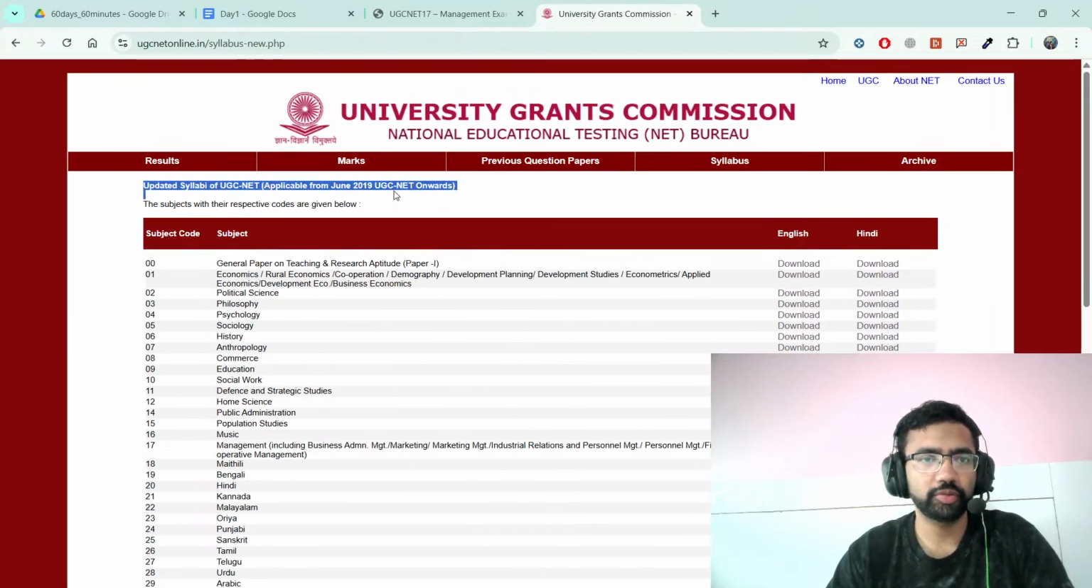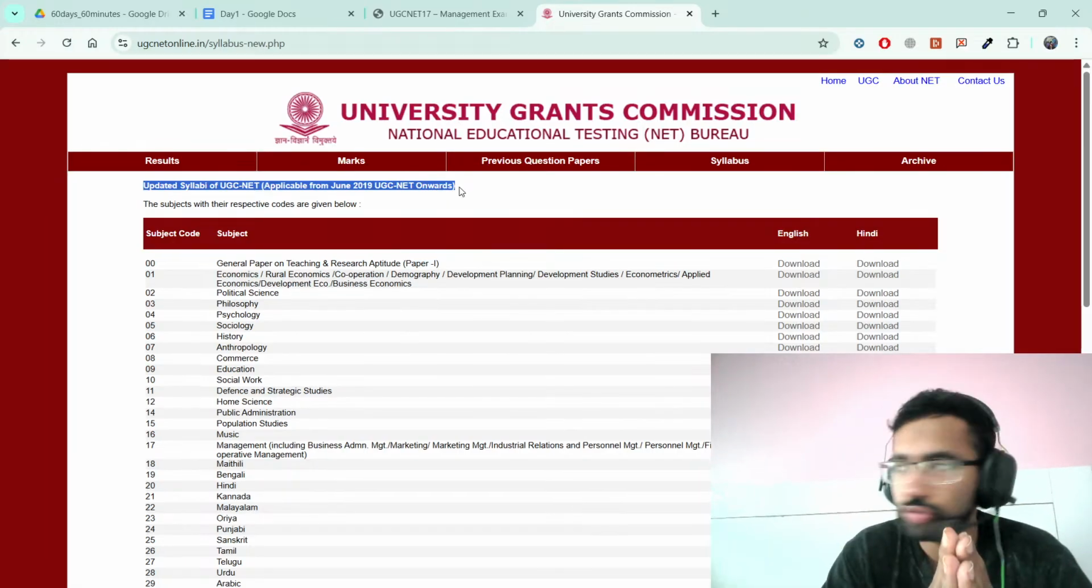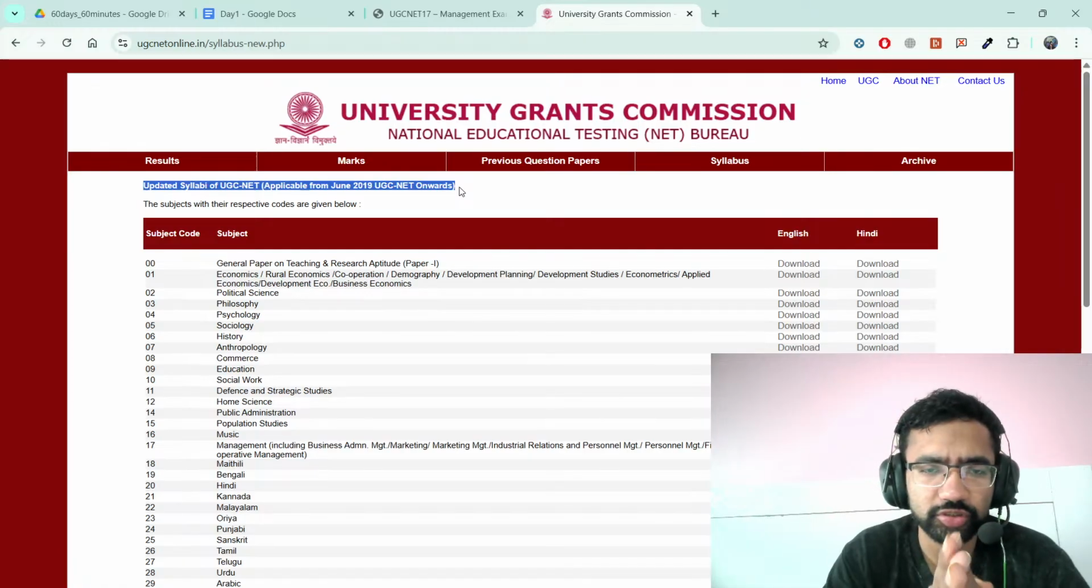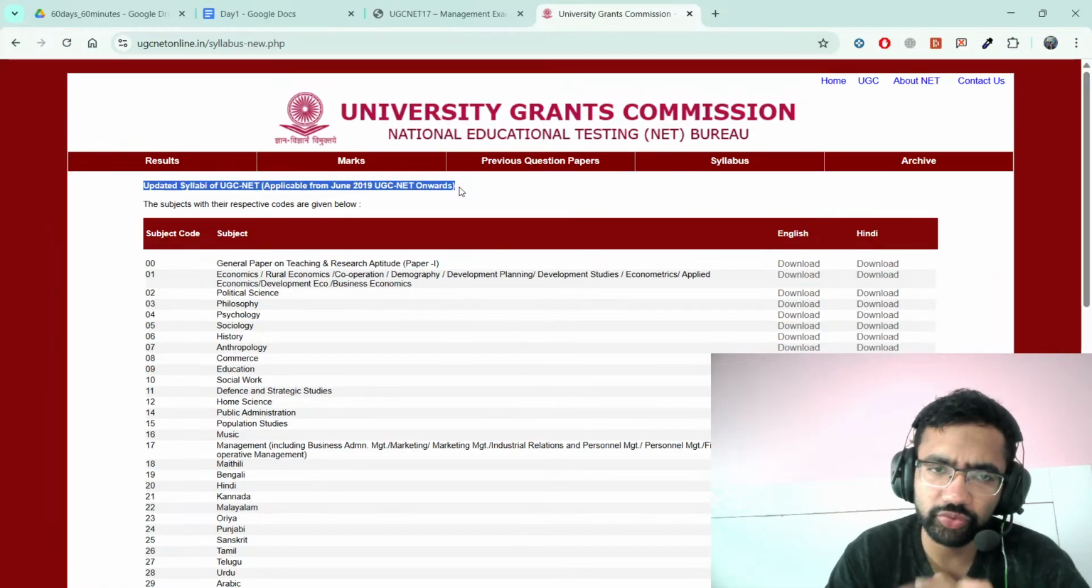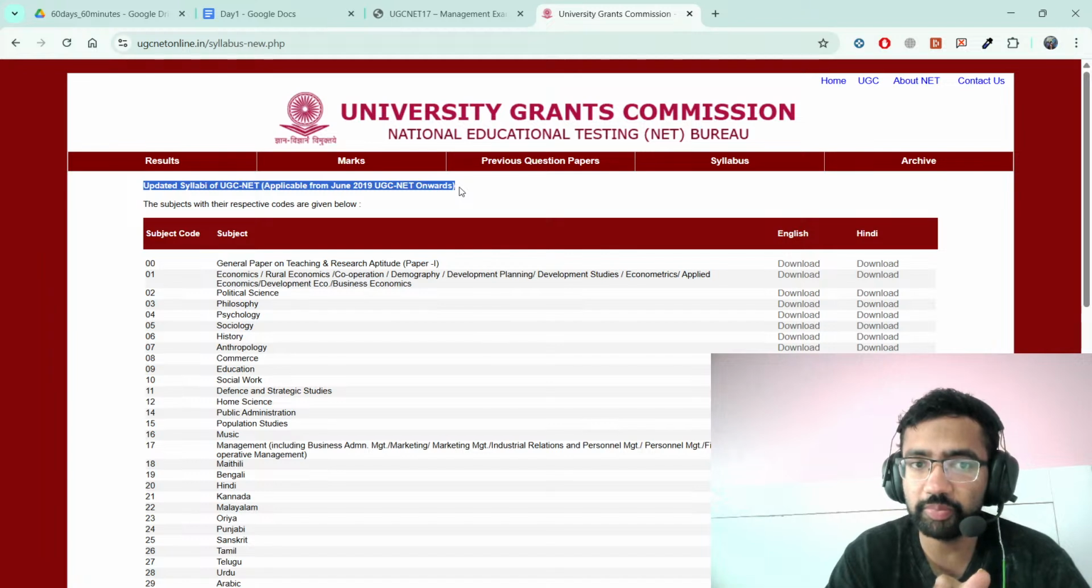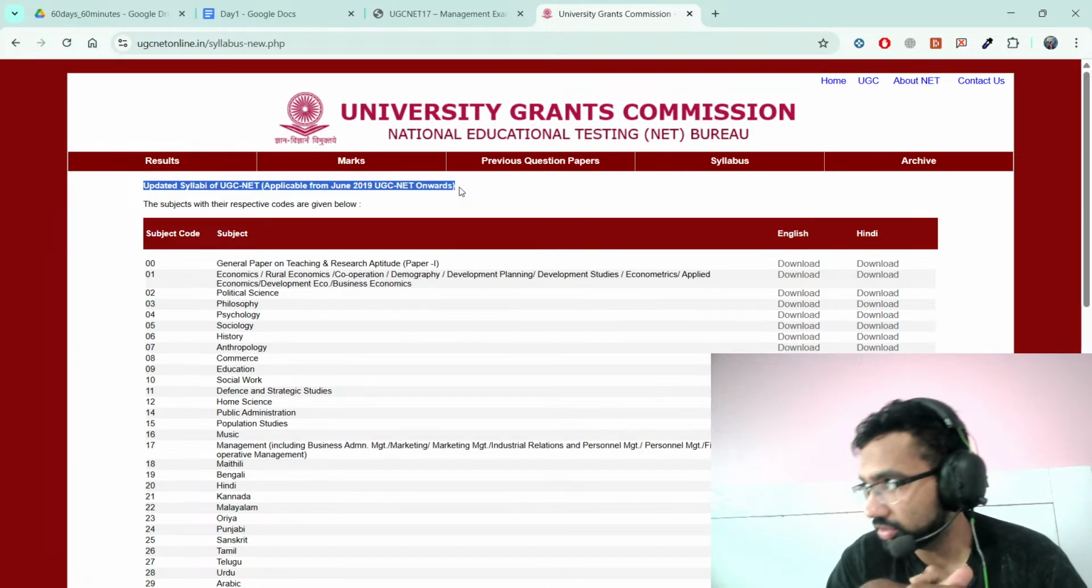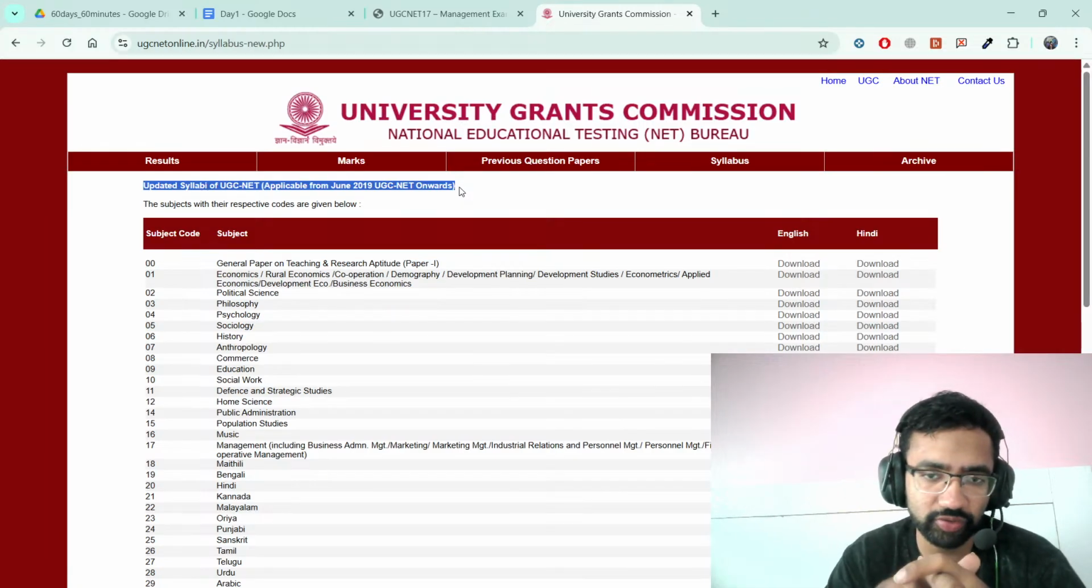If you see here, the updated syllabus was applicable from June 2019. So the syllabus hasn't changed since June 2019. They are planning to change it, but still they have it. Whether they change it this year or the next year or the year after or later on, there's no fixed date, but UGC is planning to change it.